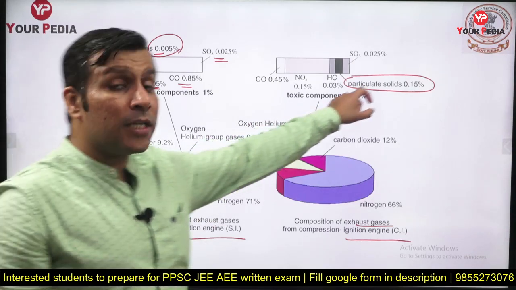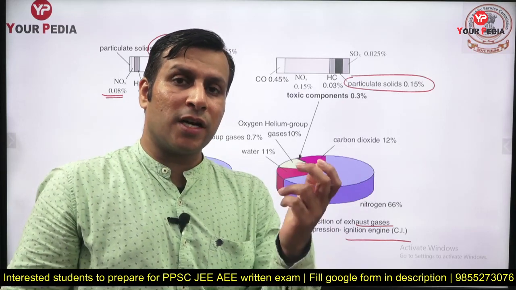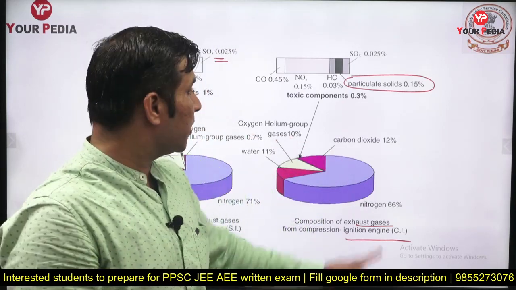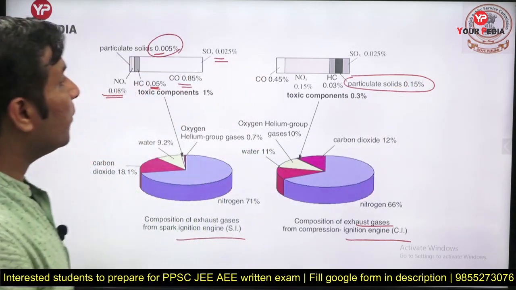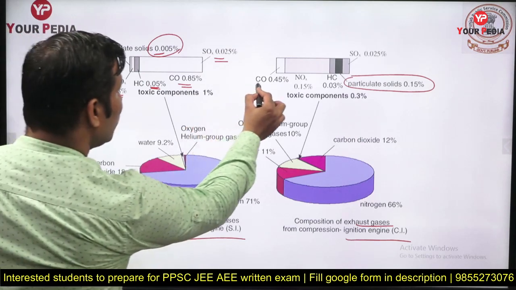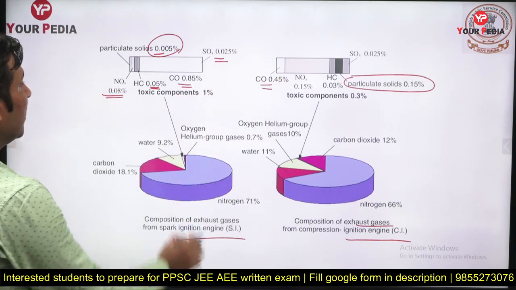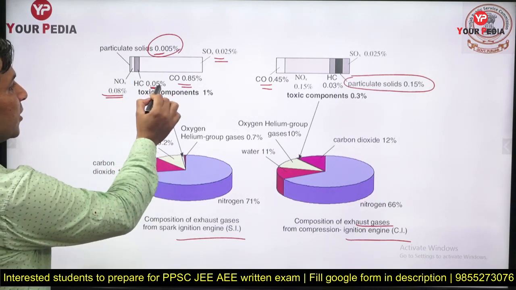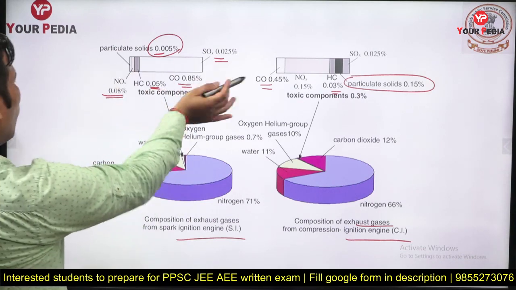Here the percentage of particulate solids, the very fine particles which go into the exhaust product, are known as particulate matter. So here the percentage is much higher, 0.15%. But if you check here, the percentage of CO is lesser. Here it is 0.85%, here it is 0.45%. The percentage of hydrocarbon here is 0.05%, here it is 0.03%. NOx will be almost the same.